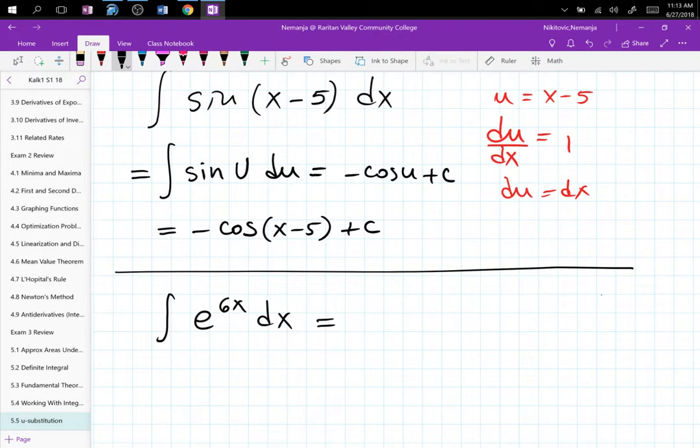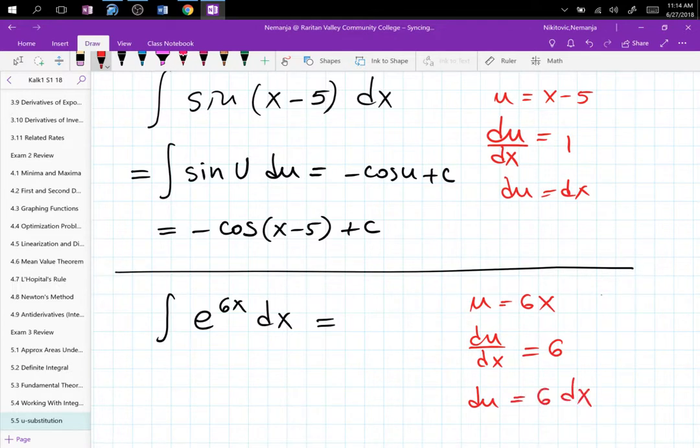The only thing that you actually know is how to integrate e to the x. So let's make this 6x into just one variable, and we'll call that u. So u is 6x. And now if you differentiate, you get du over dx is equal to 6, from where du is 6 dx.